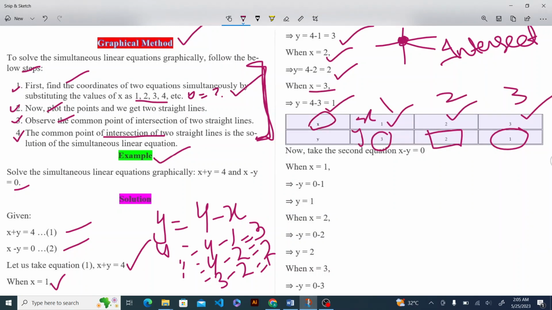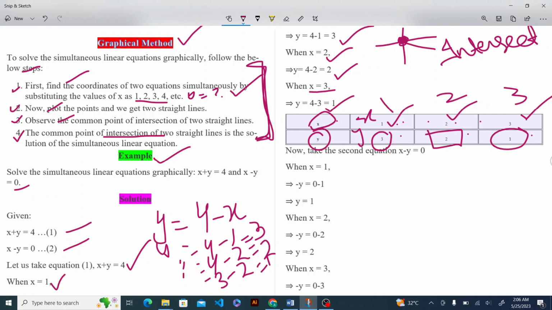See here, this column is given. These 3 values are for x, 1, 2, 3, and these 3 values are for y, the respective values to those values of x. For x is equal to 1, y is 3, x is equal to 2, y is 2, for x is equal to 3, y is 1. So we have got 3 points to plot for the first equation, x plus y is equal to 4.